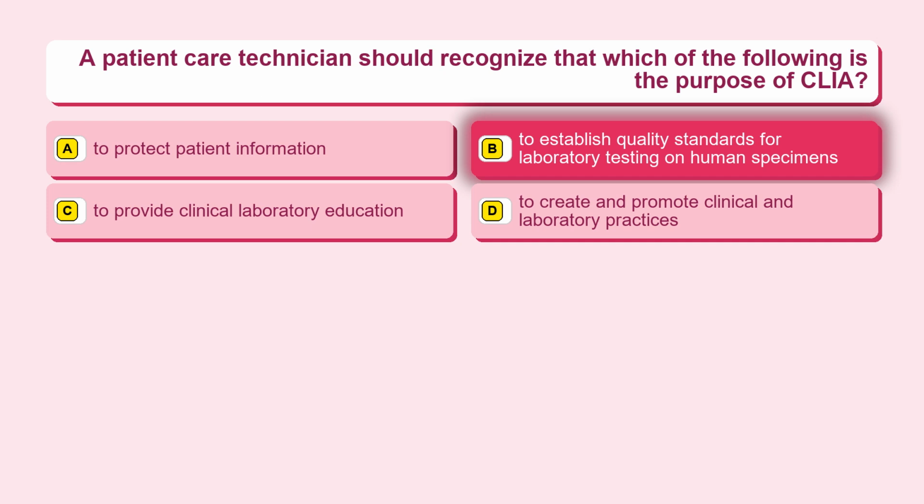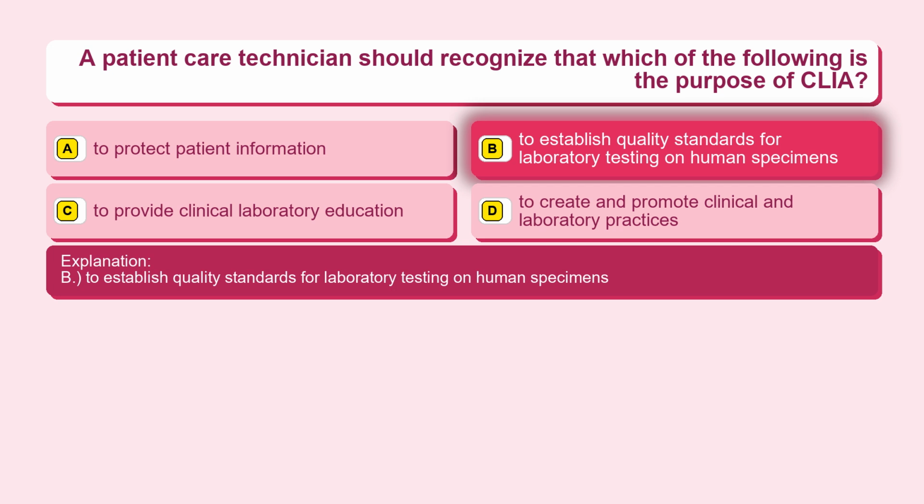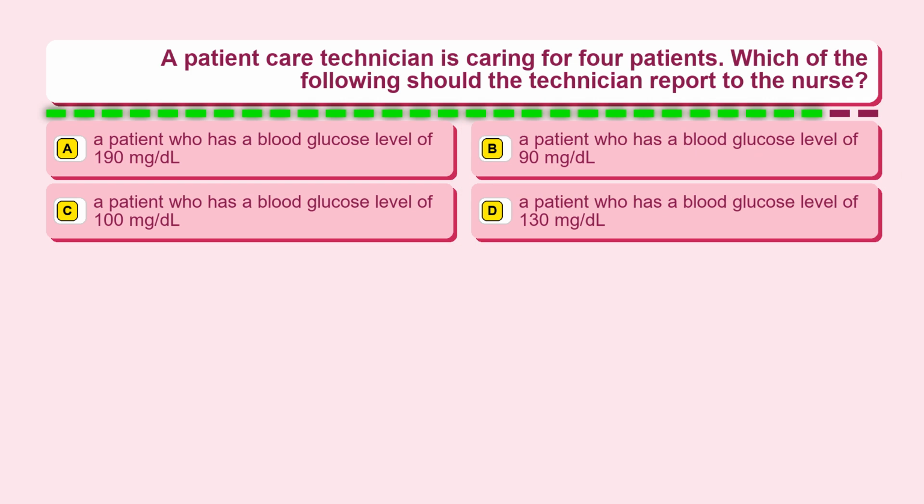The correct answer is option B, to establish quality standards for laboratory testing on human specimens. Question 54. A patient care technician is caring for 4 patients. Which of the following should the technician report to the nurse? Option A, a patient who has a blood glucose level of 190 mg/dl.